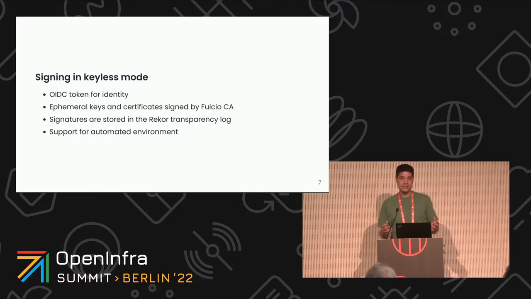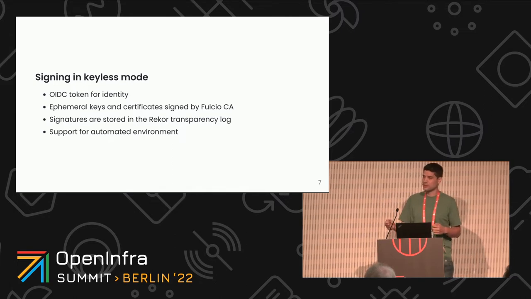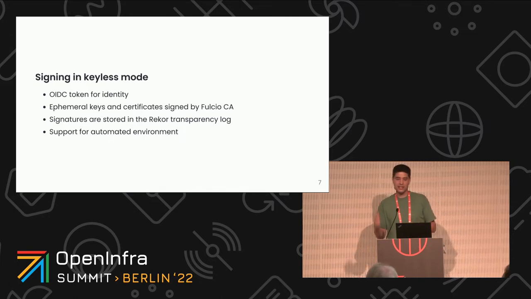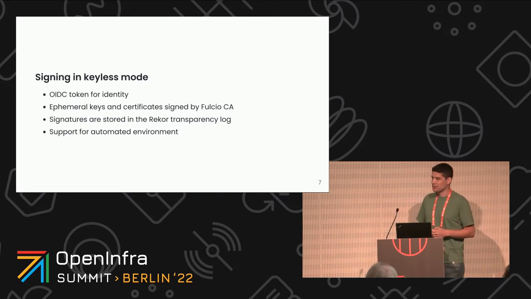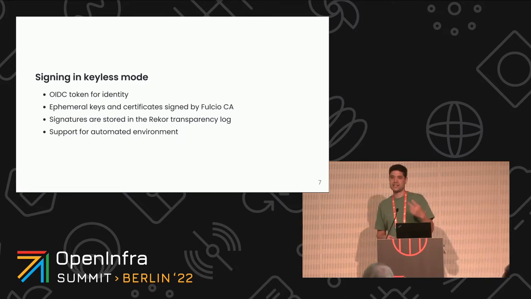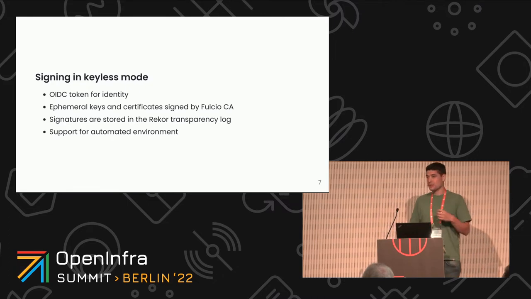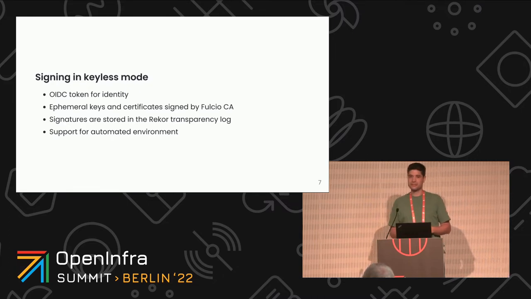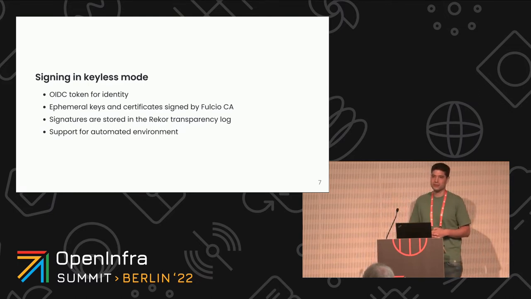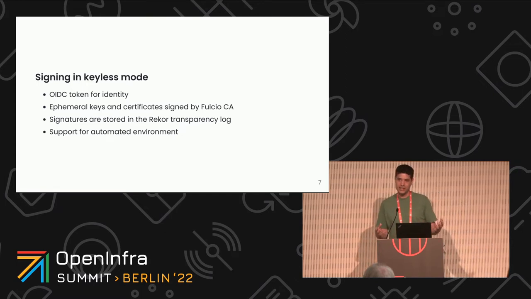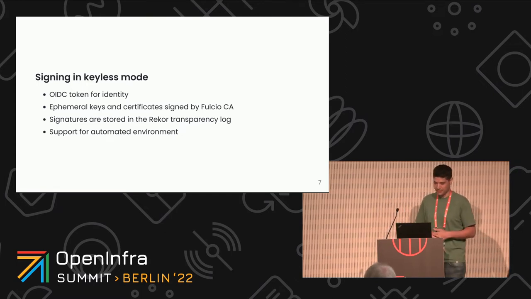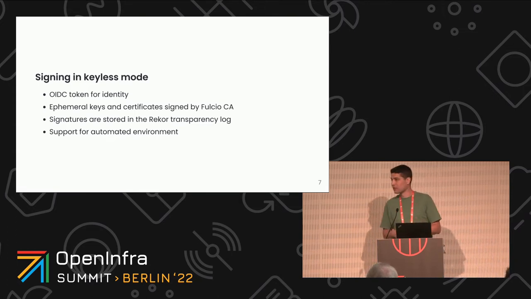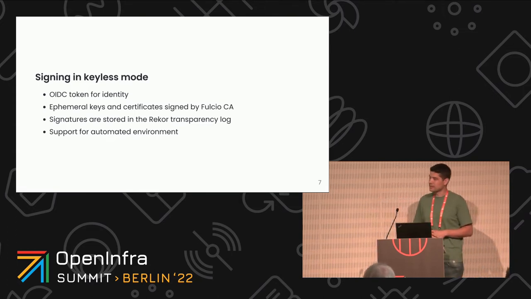And the way it integrates with Sigstore is that you request a certificate from Fulcio, which acts as the certificate authority, passing an OIDC token. Fulcio verifies your identity and creates a certificate with your email address. Then you use this ephemeral certificate to sign your container image, and this signature is stored in the record transparency log. So anyone can later query this transparency log to verify that the signature is there and no one has modified anything. And it has support for automated environments, so it can be integrated in your CI/CD environment, as we will see later.